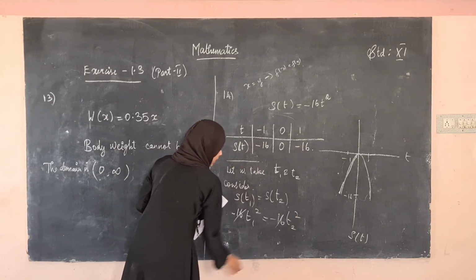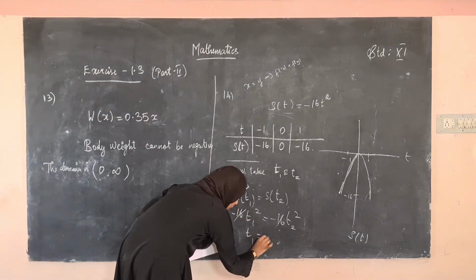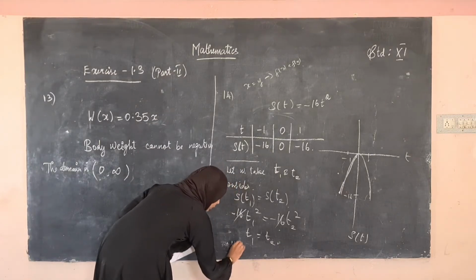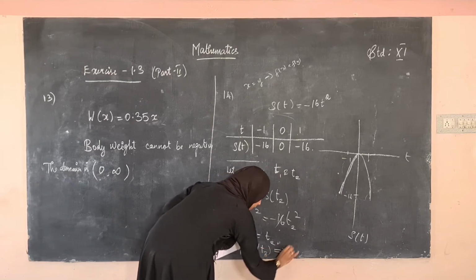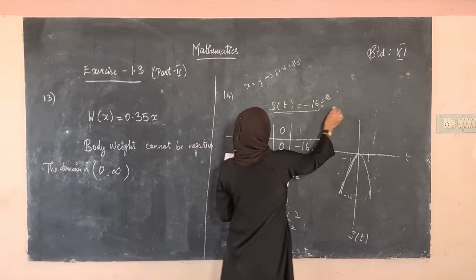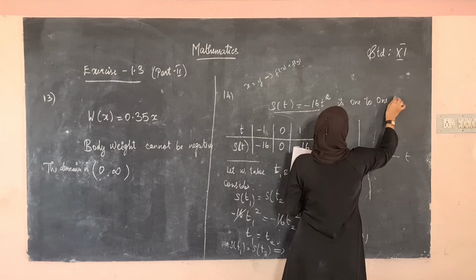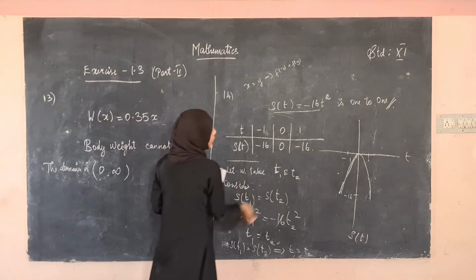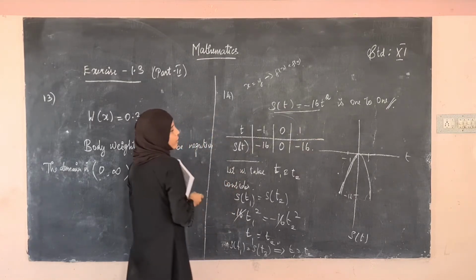So this and this get cancelled. Taking square root on both sides, we get t1 is equal to t2. So from this, s of t1 is equal to s of t2 gives that t1 is equal to t2. Then we can say that this function is 1 to 1. We have proven the condition, and therefore we can say that this function is 1 to 1, and we have drawn the graph of the given function.